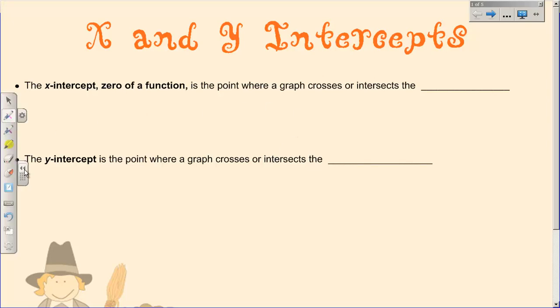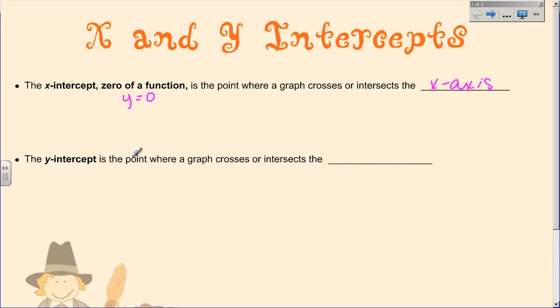Here we are going to talk about x and y intercepts. X and y intercepts are points on the graph, and they always have some sort of meaning, and they're very important when we are talking about slope and the graphs of linear functions. So the x-intercept, which is also sometimes called the zero of a function because it's the point where y equals 0, is the point where a graph either crosses or intersects the x-axis. And since that's where it goes across the x-axis, that's why it's where y equals 0.